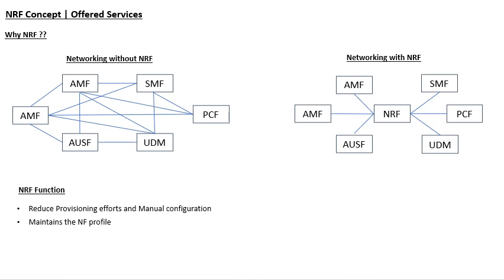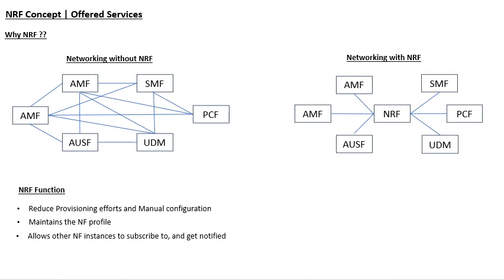A network function profile means, for example, if there is a new SMF in the network, then the SMF will send its network function profile to the NRF. The network function profile contains multiple pieces of information: for example, the network function instance ID, the network function name, the DNN it supports, the PLMN it supports, and the SUPI range it supports. All that information is part of the network function profile that is sent to the NRF when the network function goes live in the network. This is called the registration process. The network function registers itself with the NRF by sending its NF profile.